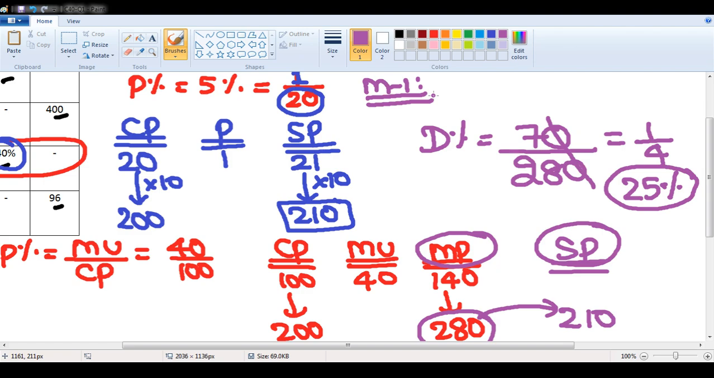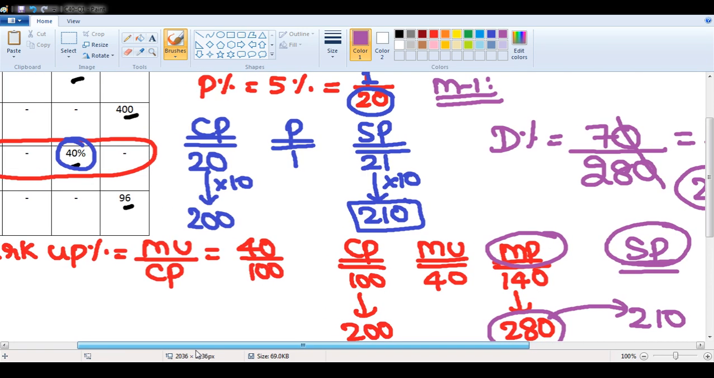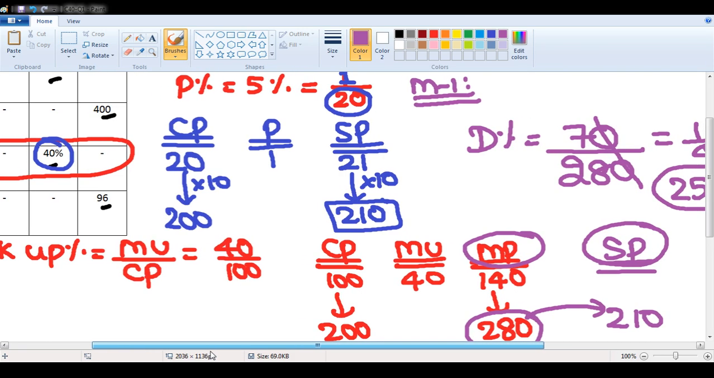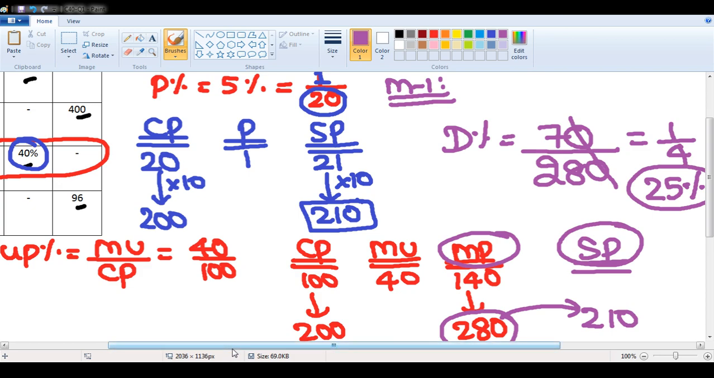I believe it is clear, sir. Observe that I have not used any formula anywhere in this problem. It is purely concept. In fact, the entire topic of profit, loss and discount, I will solve like this only. No formulas I will use. Clear with method 1? Answer is 25 percentage.